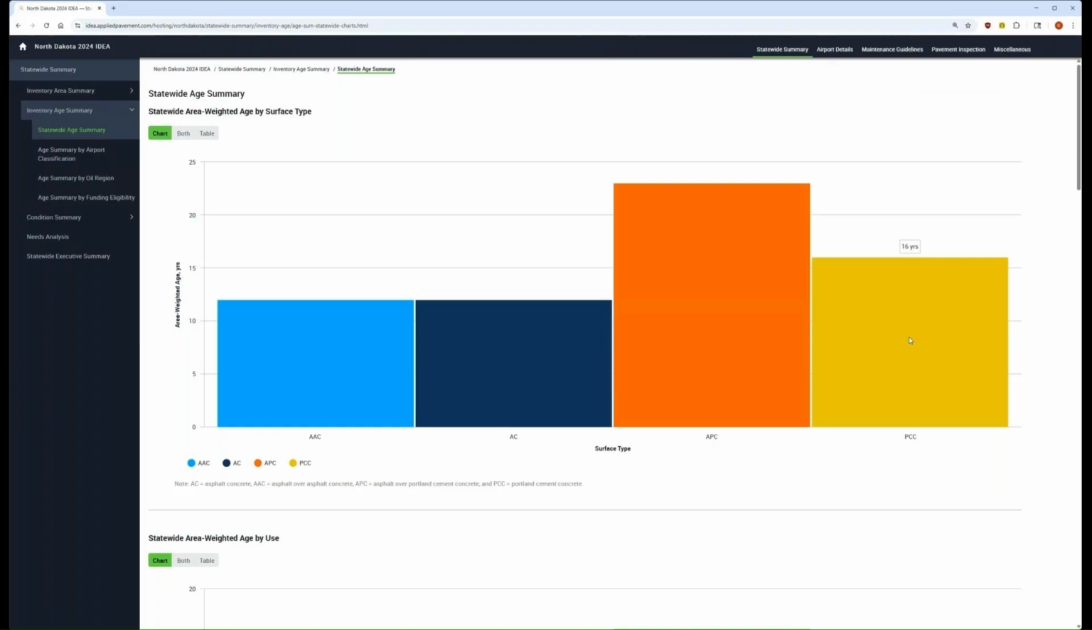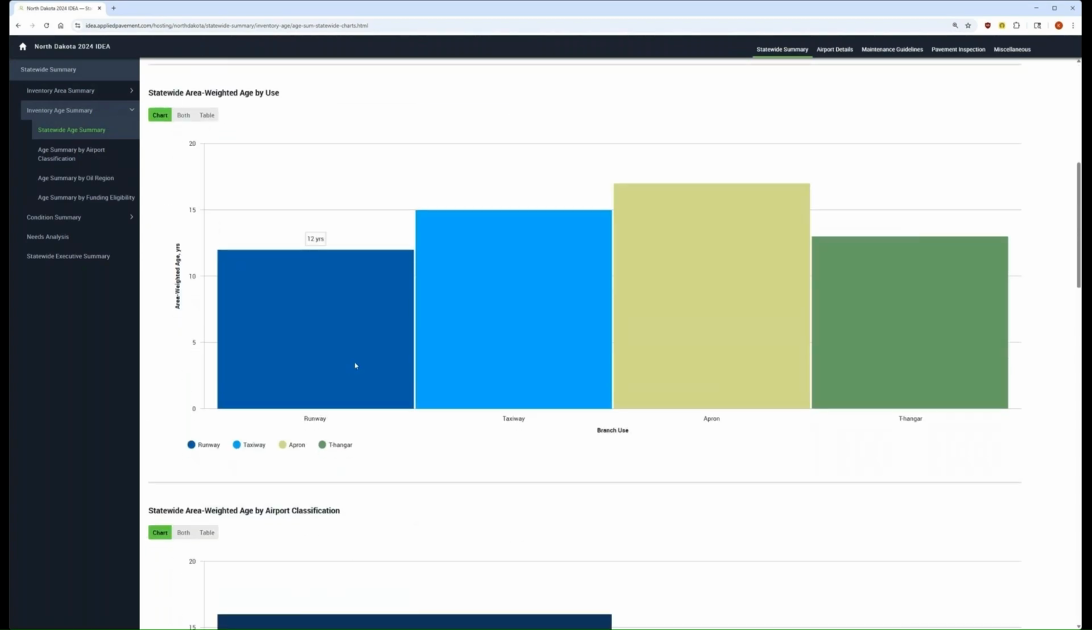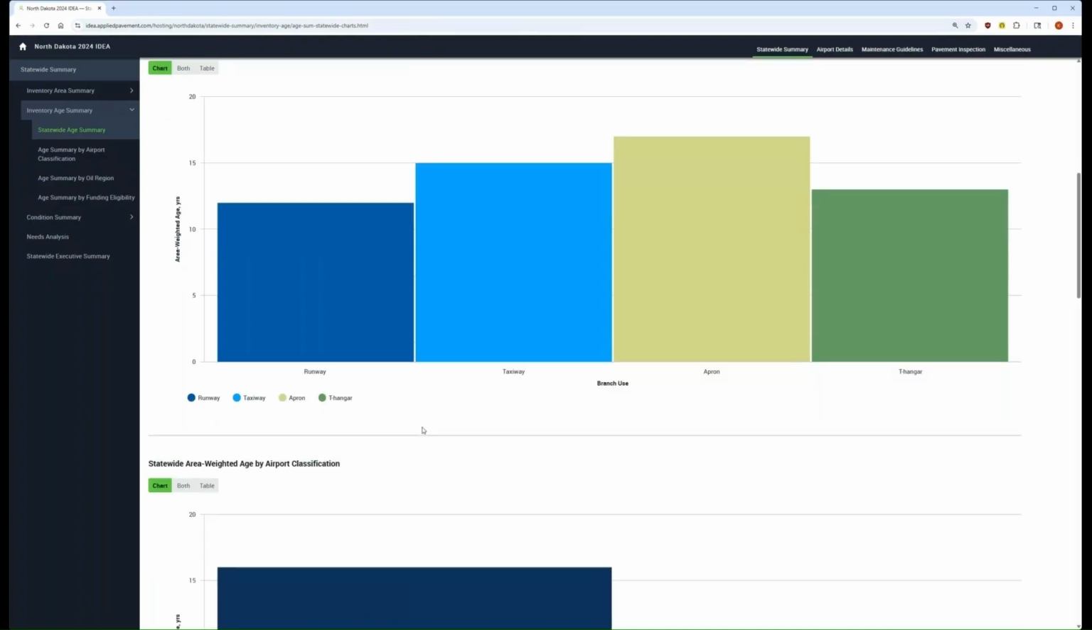These pavements have an area weighted PCI throughout the entire system of 16 years. So they're a little older than, let's say, the normal asphalt surface pavements or the normal asphalt overlaid on asphalt surface pavements. You're going to see similar breakdowns based on the age, the area weighted age.